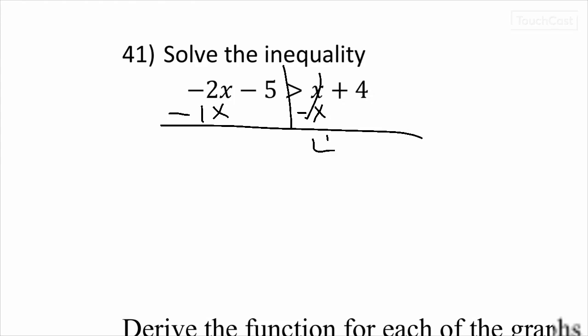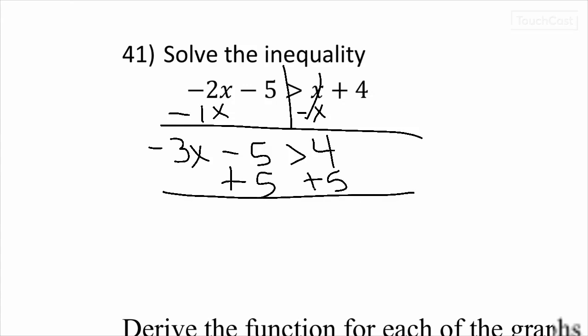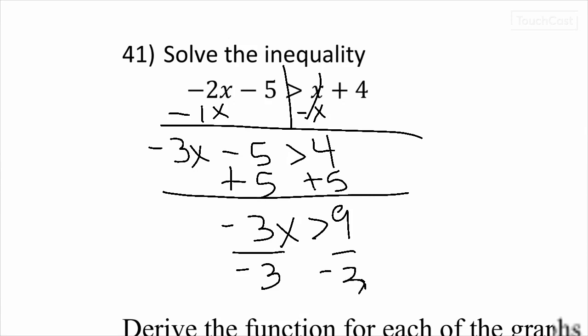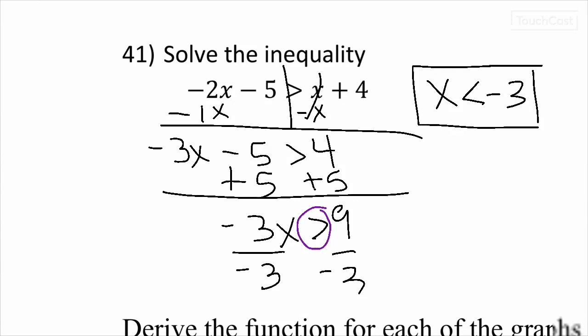That goes to 0, negative 5, and that would give me negative 3x. And again, the 3 is negative on my x, so I know I'll be dividing by a negative. So I'll pay attention to that. So now when I divide by this negative, I have to make sure I flip this inequality. So instead of greater than, it's going to become less than. So then x is less than negative 3. And that's all there is to it.